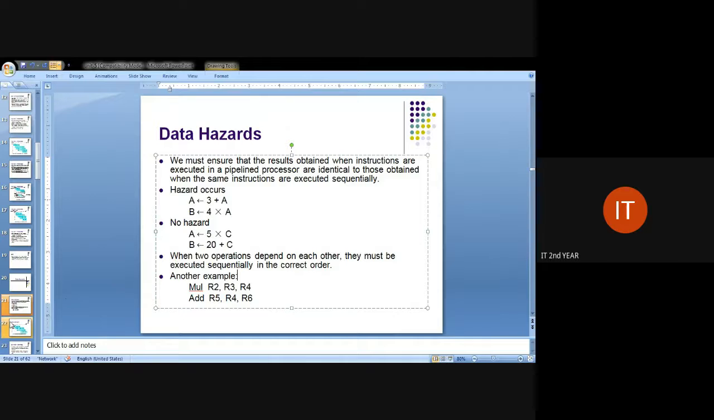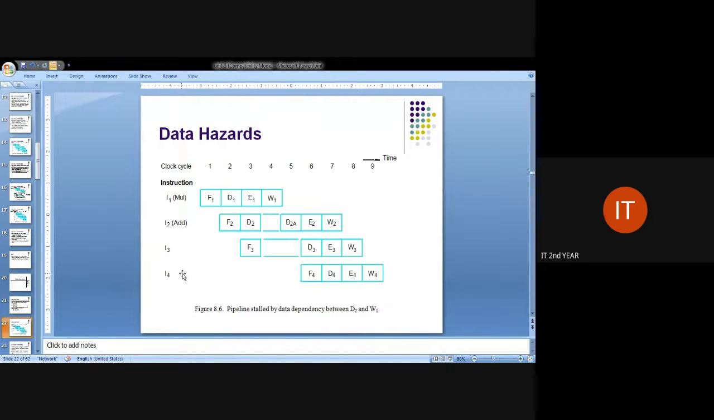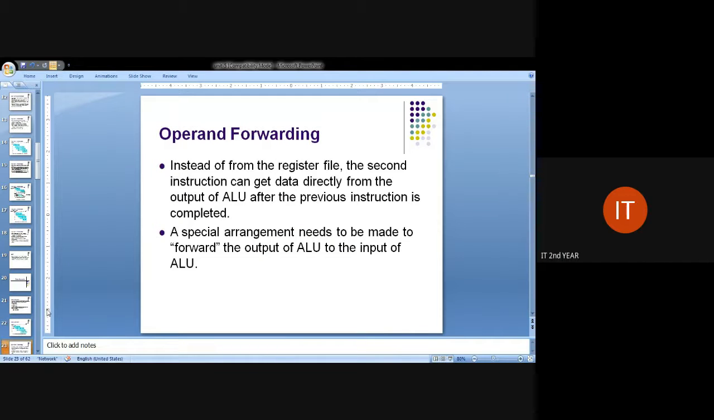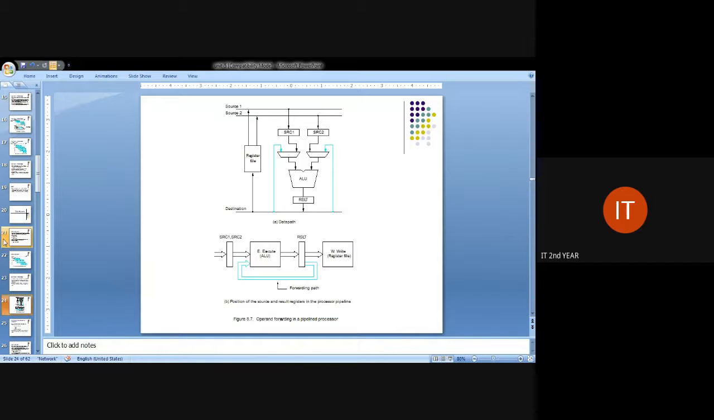Okay, so here is the example for what we have seen in the last slide. Operand forwarding is one of the important techniques used to prevent and avoid data hazards. A special arrangement needs to be made for forwarding the arithmetic logic unit output as the input to the ALU. So this is what operand forwarding will do.